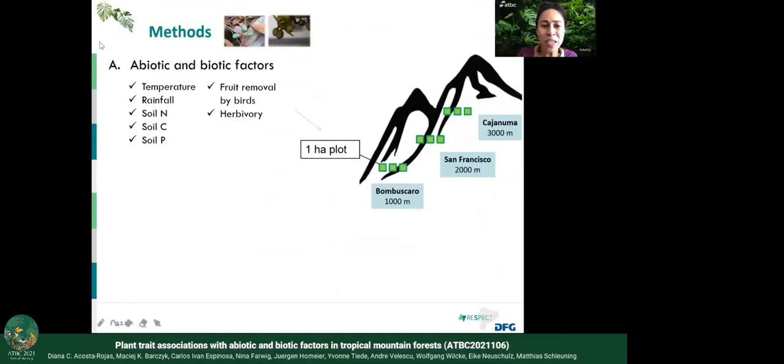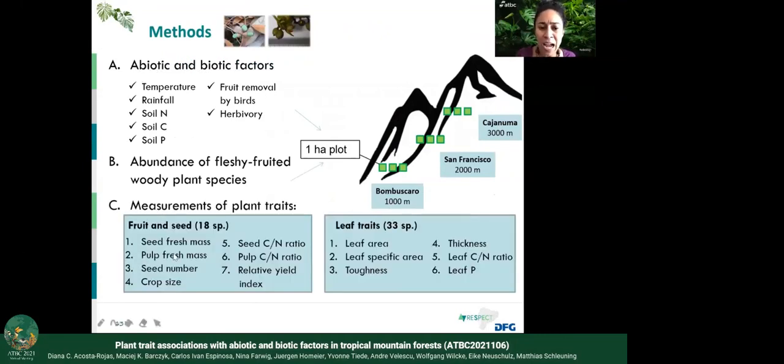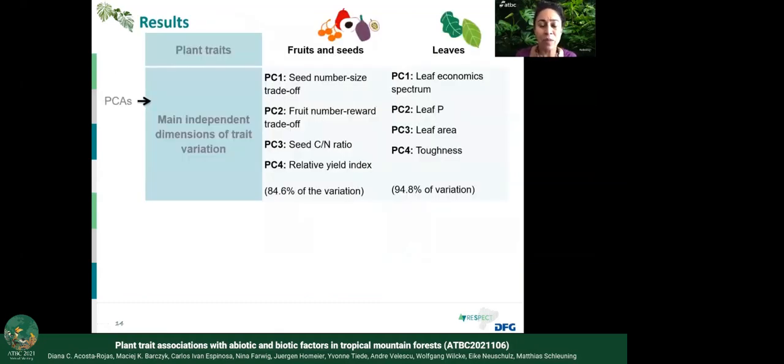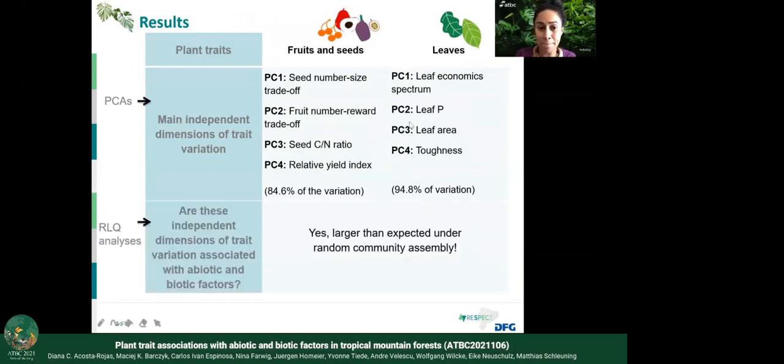What did we do? We measured both abiotic and biotic factors in nine one-hectare plots located along an elevation gradient. We recorded the abundance of common and select trees of fleshy-fruited plant species in the same plots. And finally, we measured fruit and seed and also leaf traits in 18 and 33 plant species. We also conducted separate principal component analyses to identify the main independent dimensions of trait variation for fruit and seeds and also for leaves. Here you can read these findings.